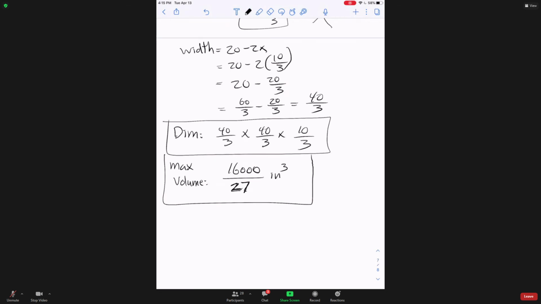16,000 is made up of 2s and 5s, right? 16 times 1,000. What's 16? 2 to the 4th power. What's 1,000? 10 times 10 times 10, which is just 2s and 5s, right? So the top here is just made up of 2s and 5s. The bottom is 3 times 3 times 3. Does anything cancel out? Nope. So it does not reduce.